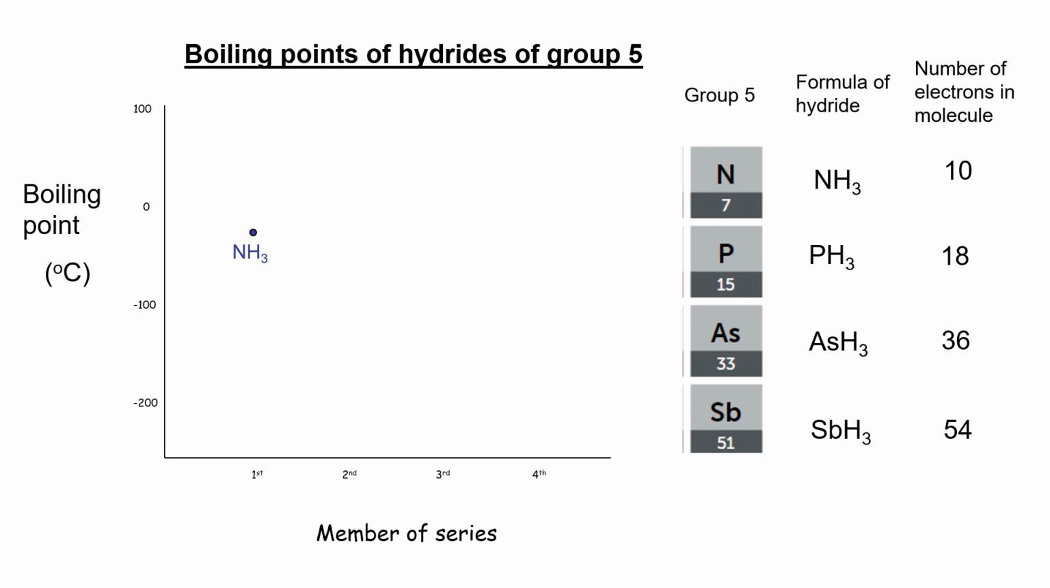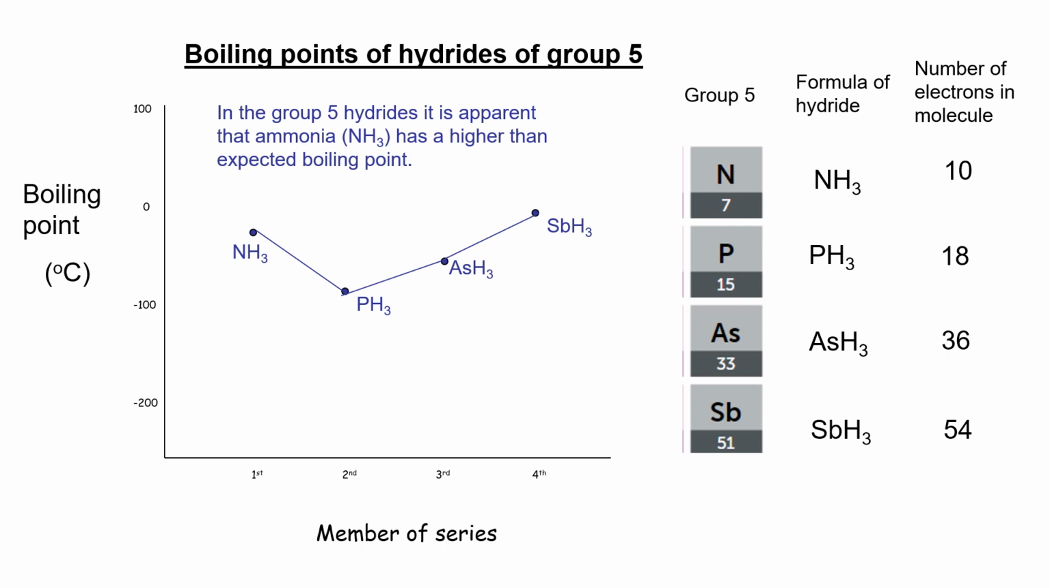However, when we look at the trend in boiling points, we can see that ammonia, NH3, has a higher boiling point than you would expect. You'd expect, going by this trend, it would be down here about minus 130 degrees Celsius, but it's a lot higher than that, despite having the fewest electrons.